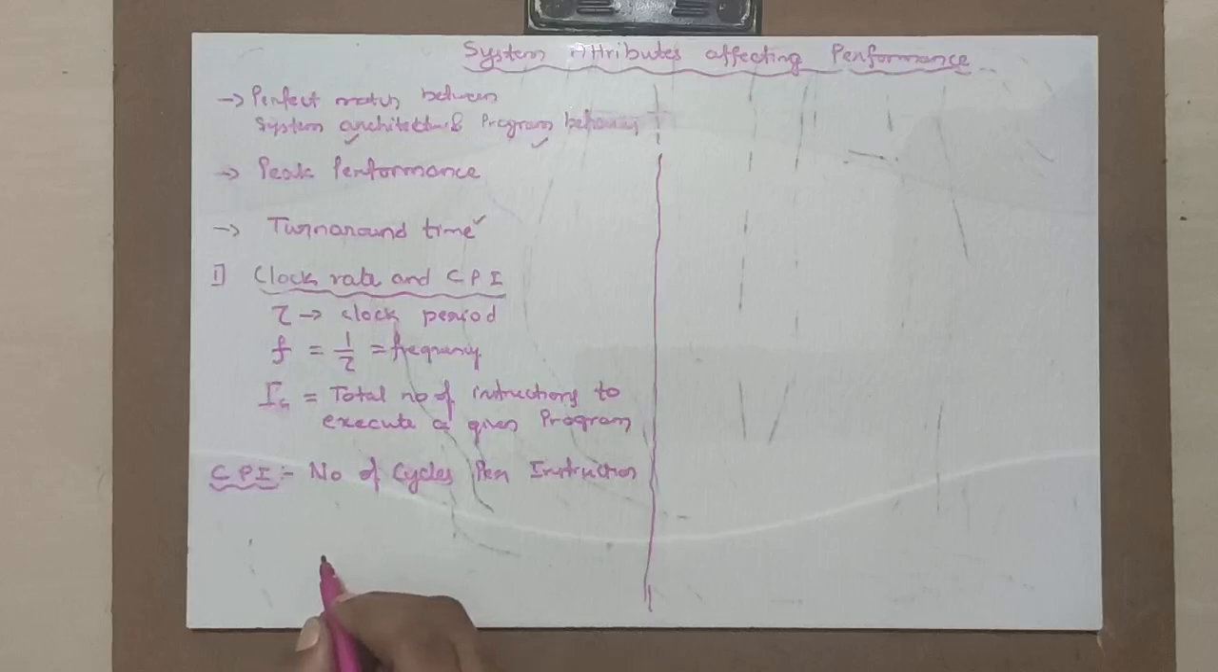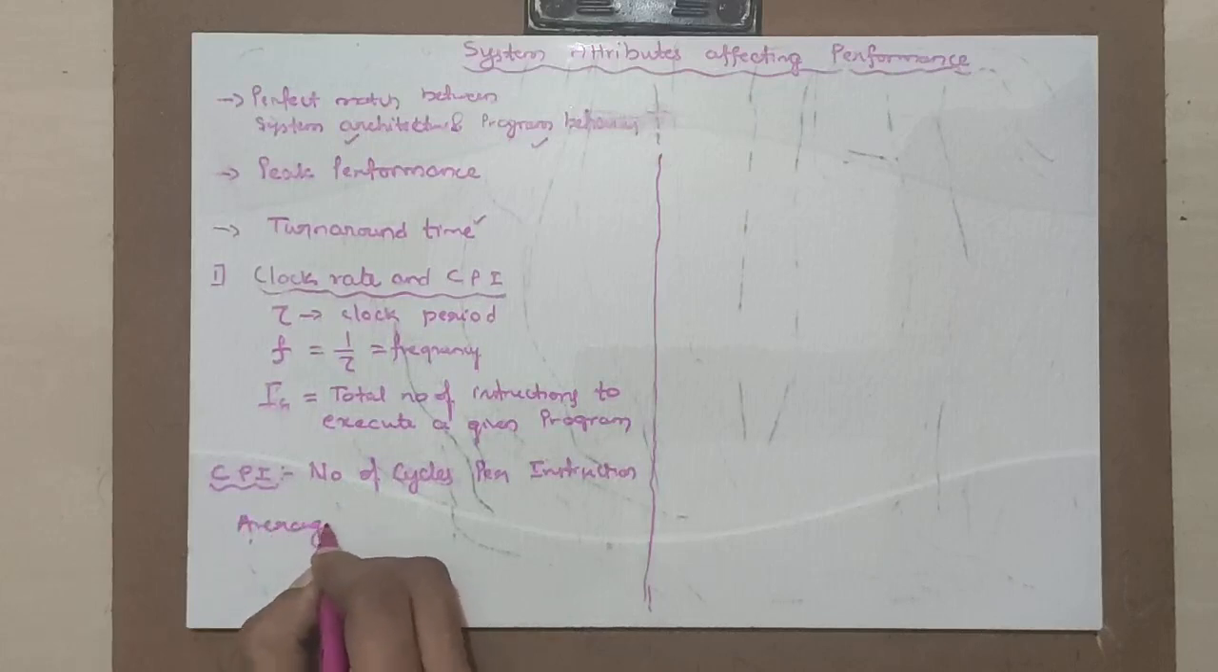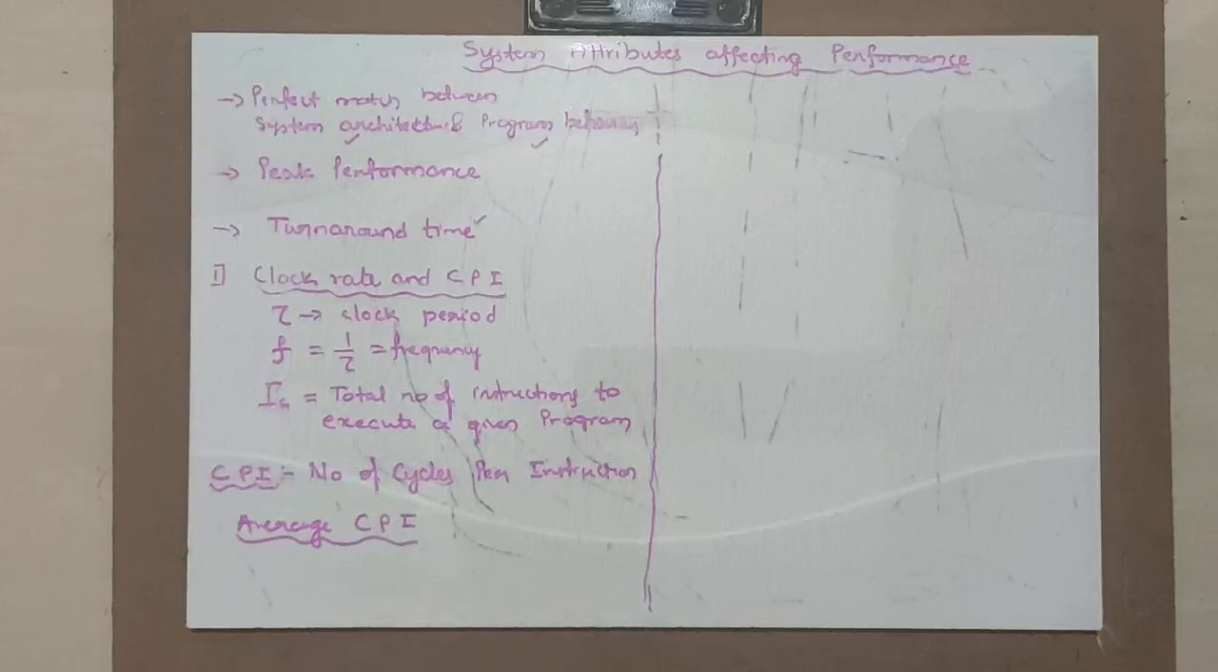Hence, so as to overcome this, we talk about average cycles per instruction. See, for a given program, for a given instruction, an average is found, and that is considered as cycles per instruction. Okay, this is a very important factor, CPI.